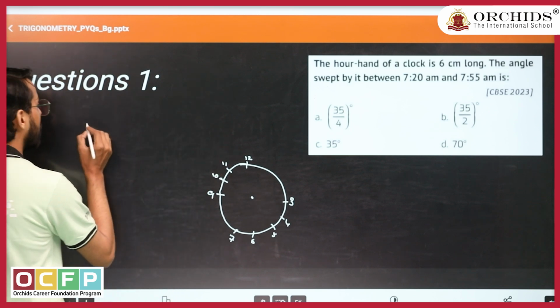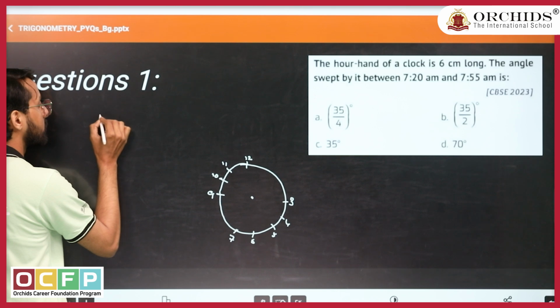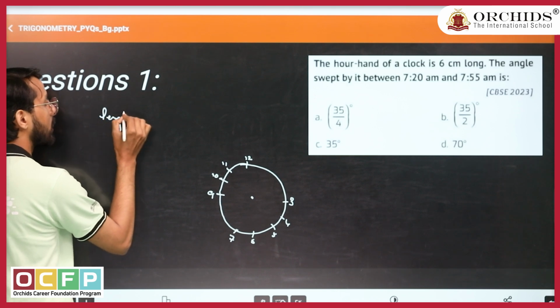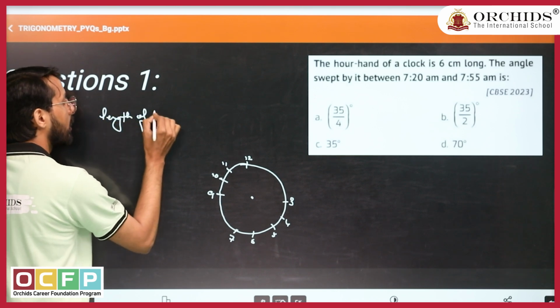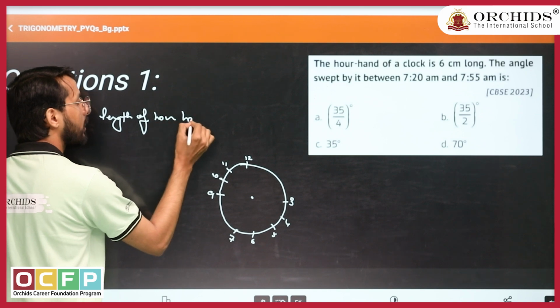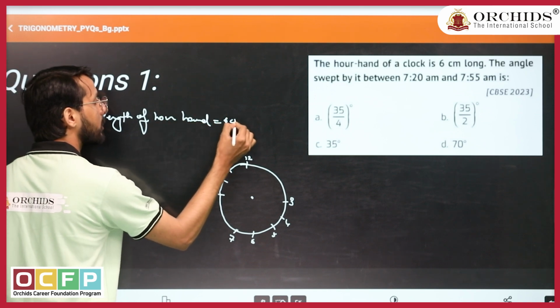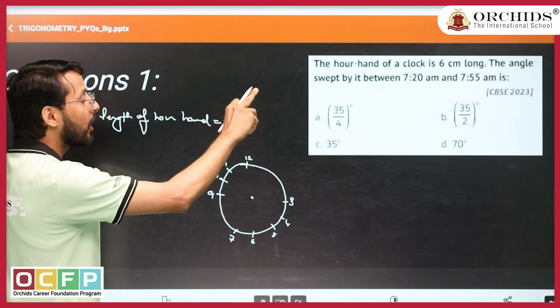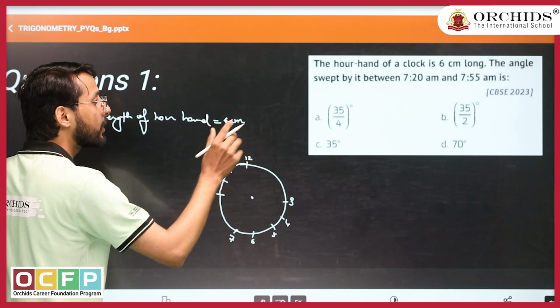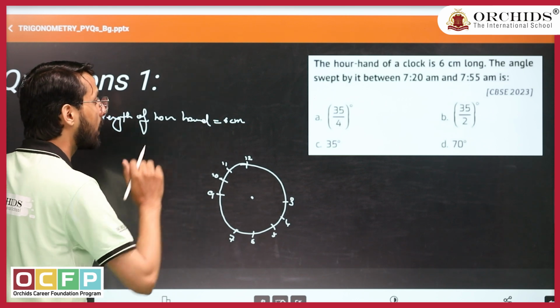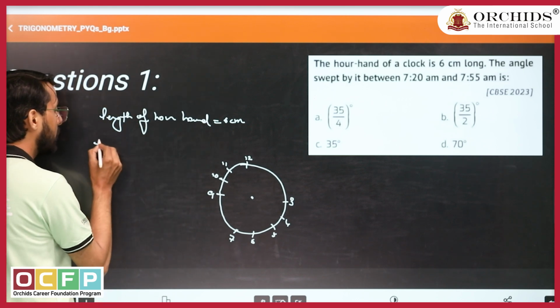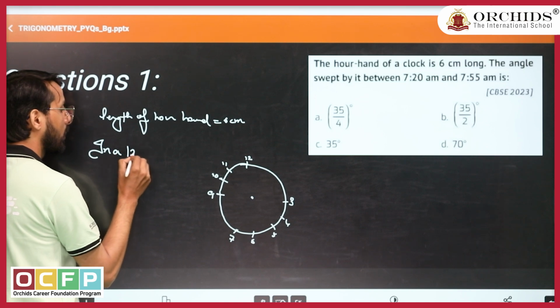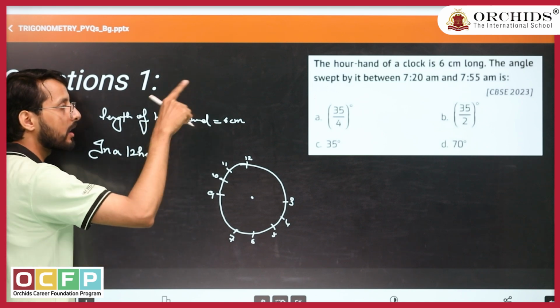So first of all, if I am talking about the hour hand, the length of the hour hand equals 6 centimeter. Let's see whether this is important for us or not. What is the important part? How much angle we are sweeping between 7:20 to 7:55 depends on the hour hand. So it means in a 12 hour, how much angle will I cover?